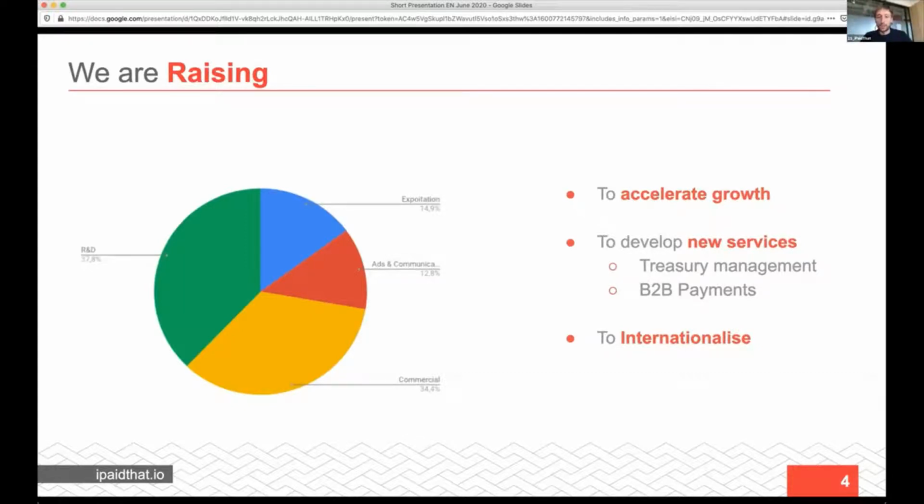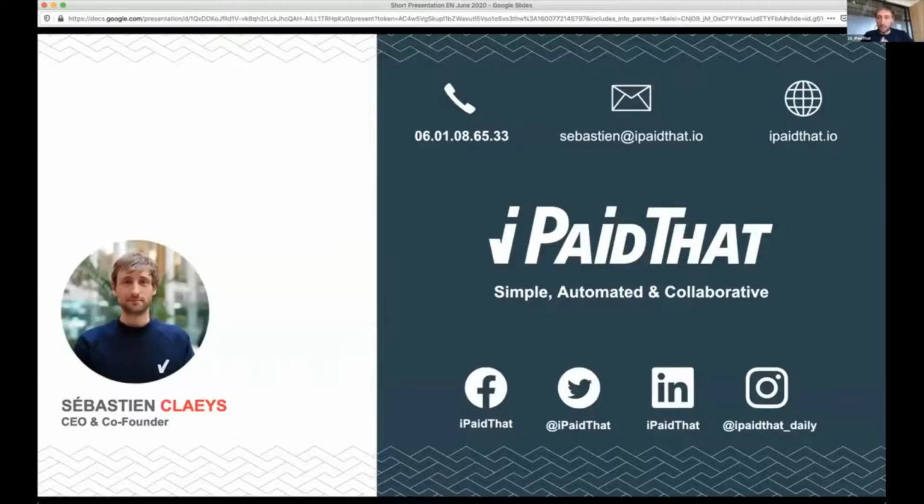For instance, with treasury management based only on transactions, you miss the information that maybe you expect some payment in the future, or you expect to pay providers, and we are going to add that to your treasury management system. I hope it's clear. 3 minutes is really short. If you have any questions.